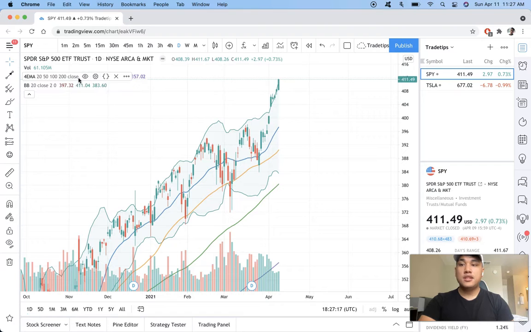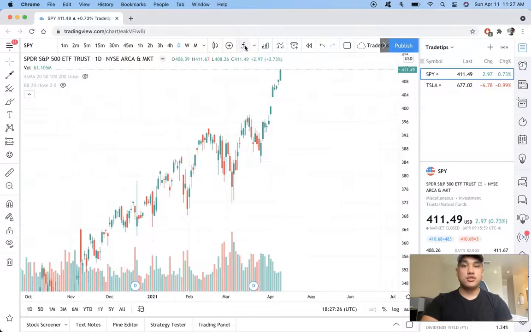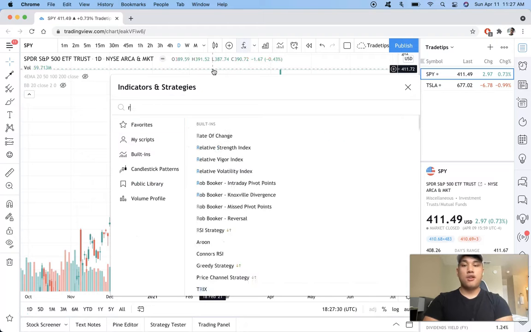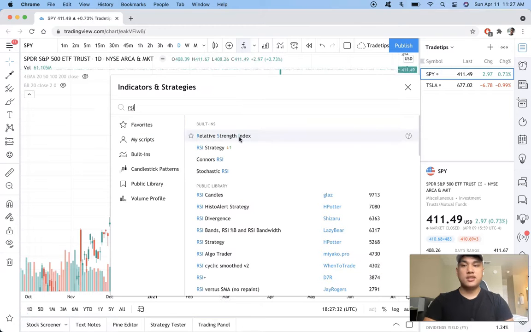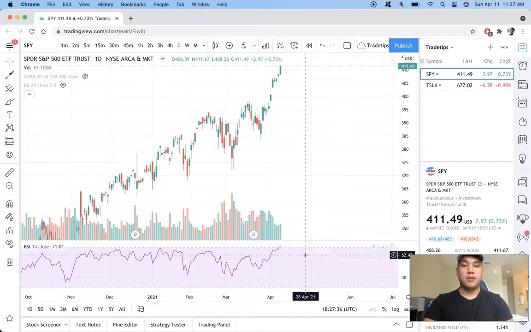So we did talk a lot about the exponential moving average and the Bollinger Bands, and what we're going to do is just hide these real quick so we can see how to use the next indicator. So on the top, we're going to click the FX button, type in RSI or the Relative Strength Index, and that should pop up this new indicator in the bottom.